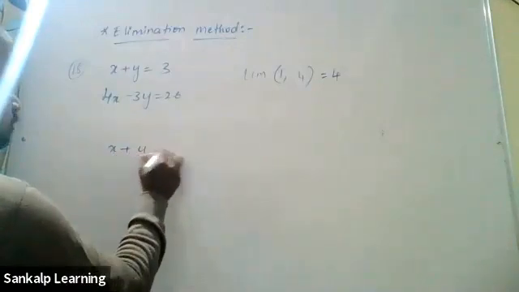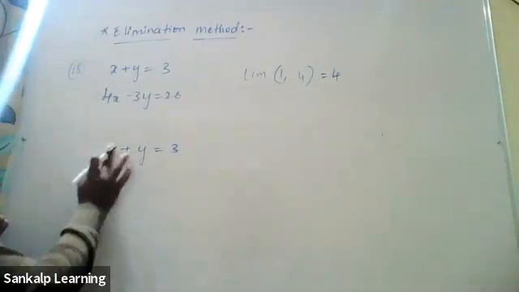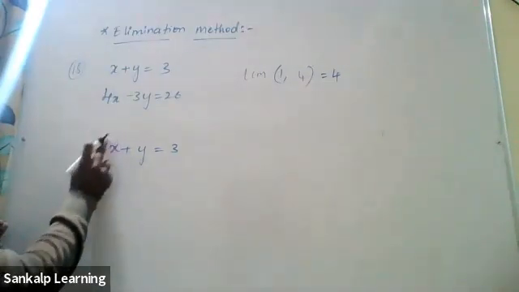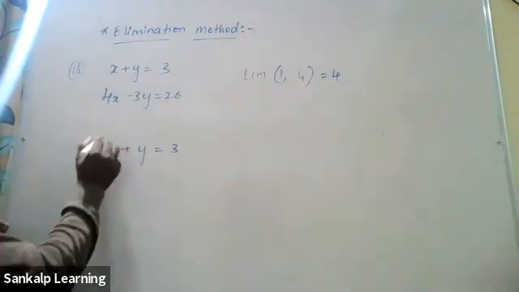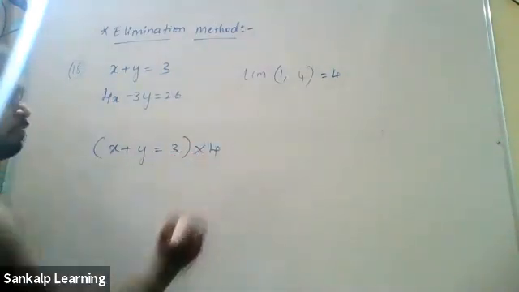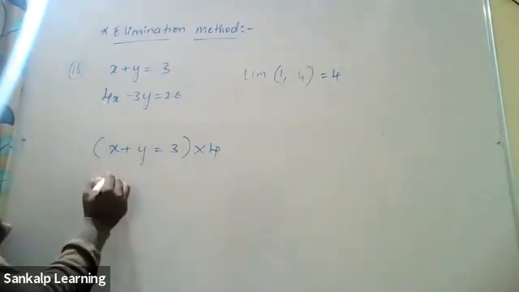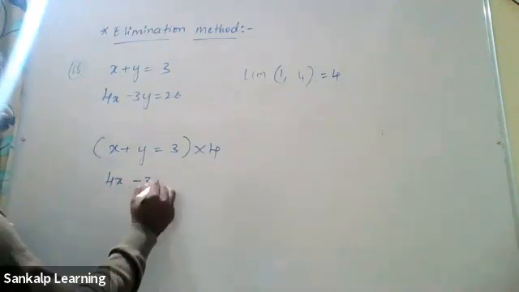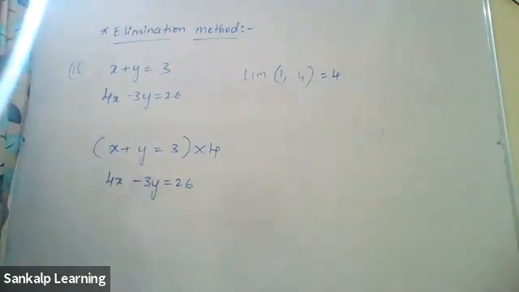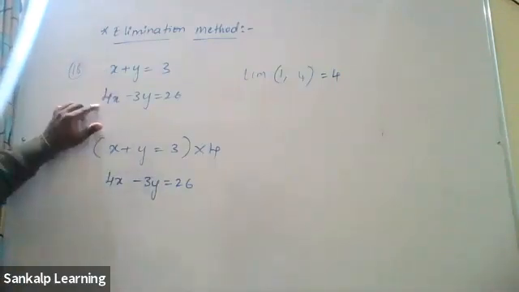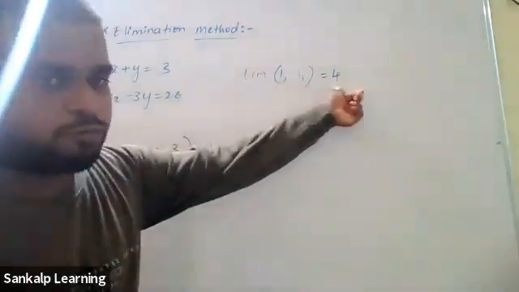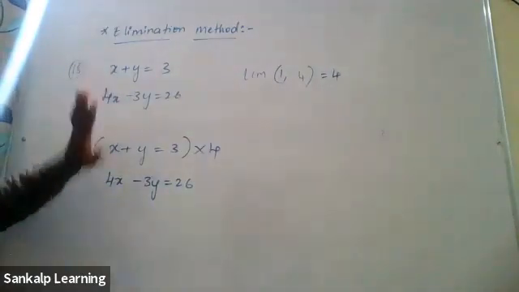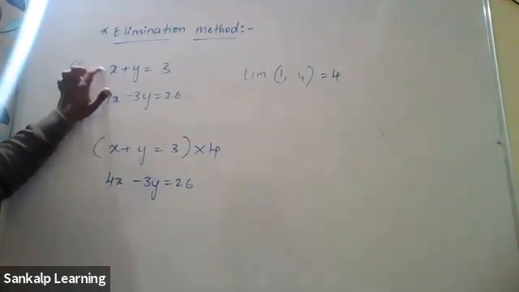So let's take the first equation, x plus y is equal to 3. Here the coefficient is 1. If I want to make it 4, I should multiply by 4. Can I multiply only this? No, so I have to multiply the entire equation by 4. Now this one is already 4, so no need to multiply: 4x minus 3y is equal to 26. The coefficient here is 1 and here it is 4. What is the LCM of 1 and 4? 4. This is already 4, so don't worry. This is not 4. How will you make it 4?